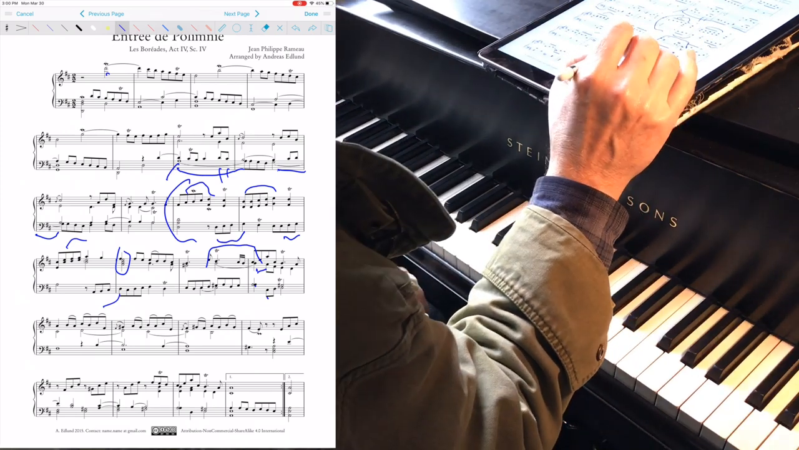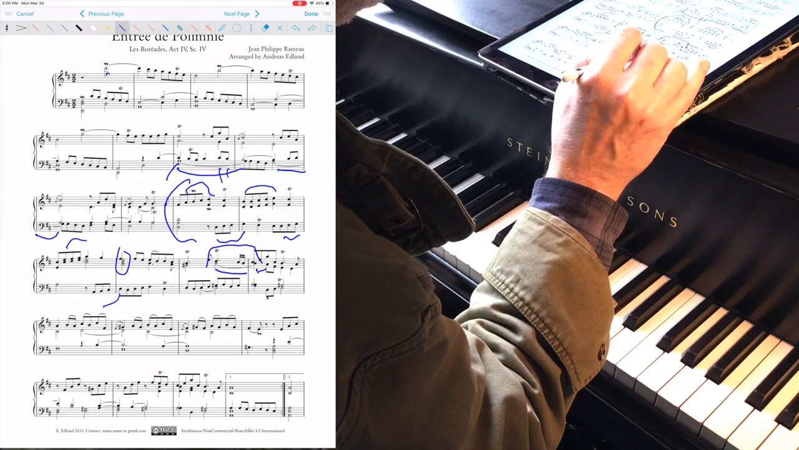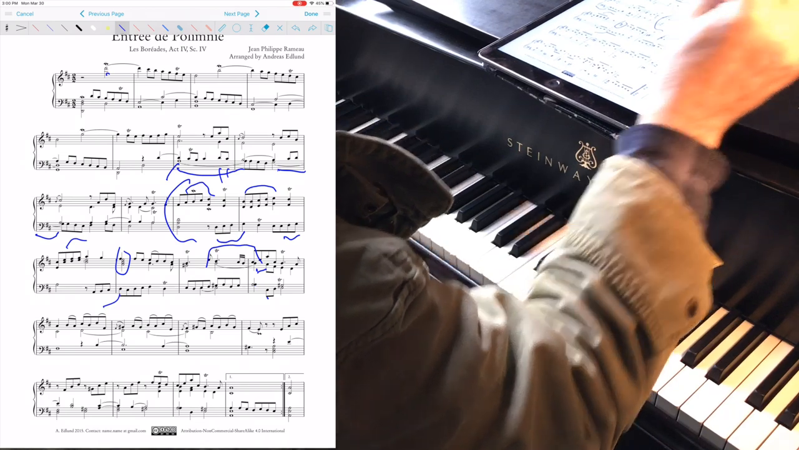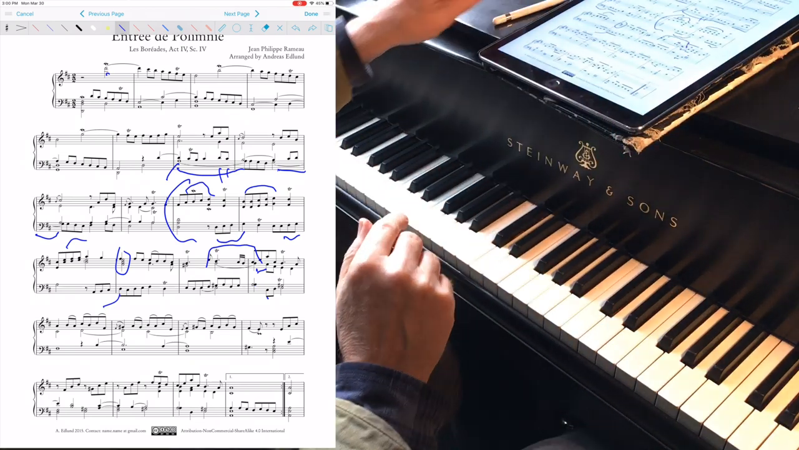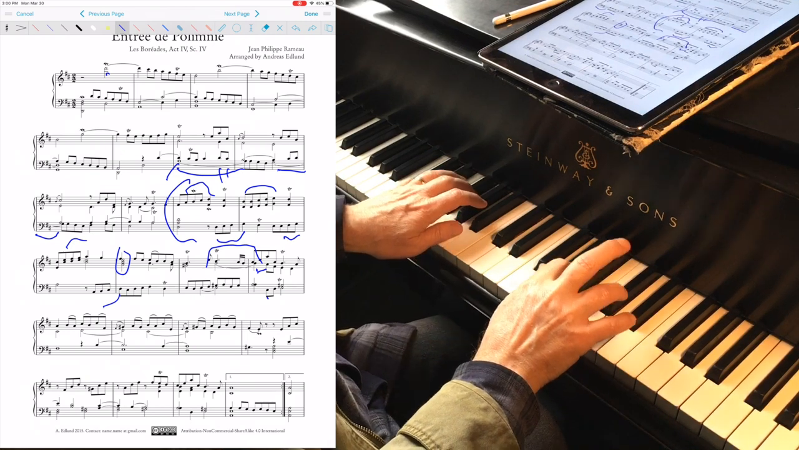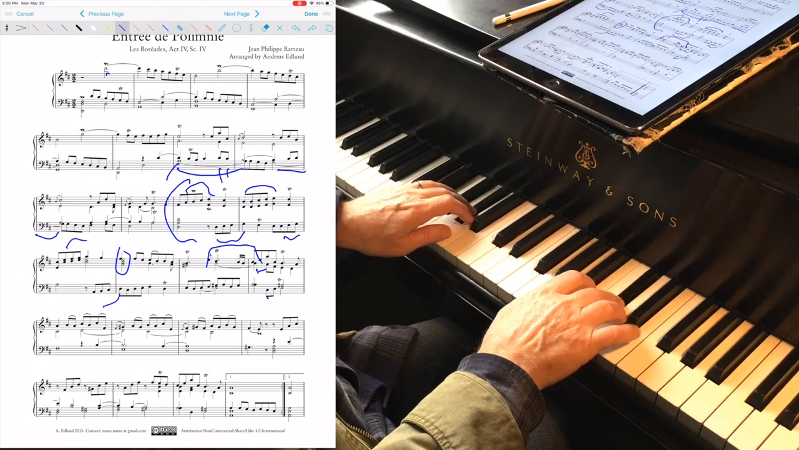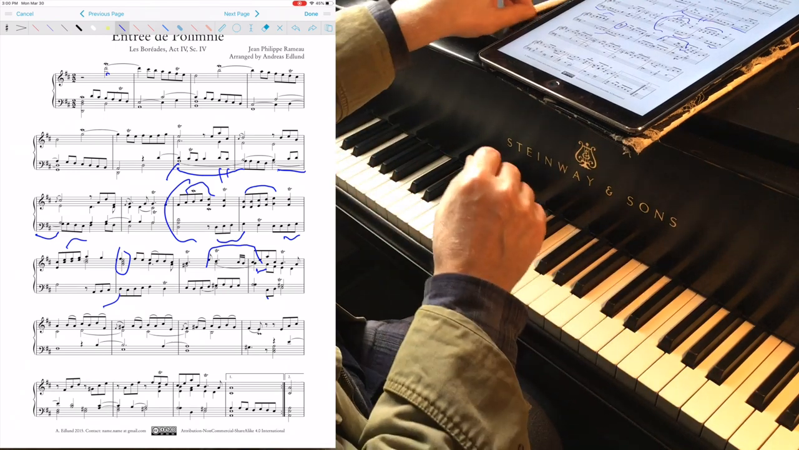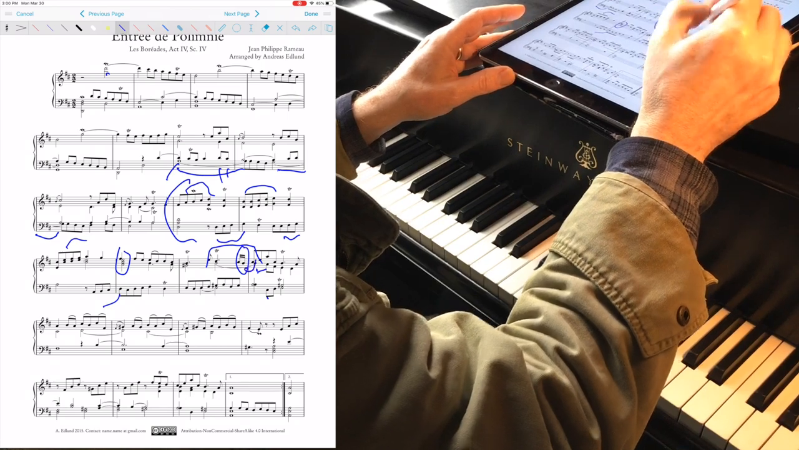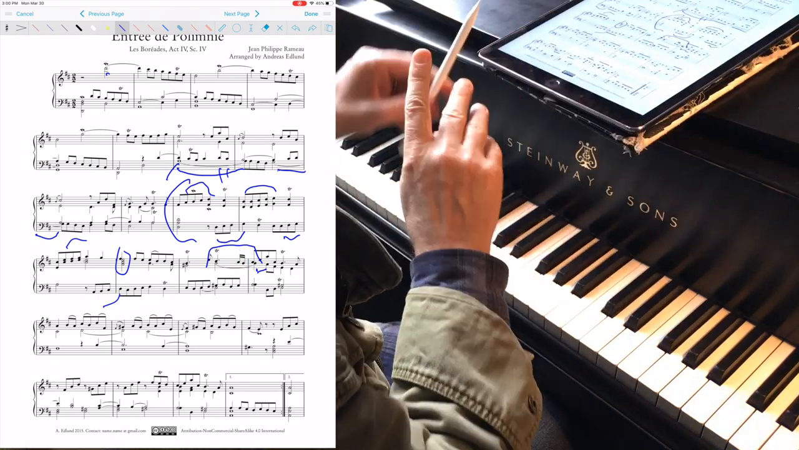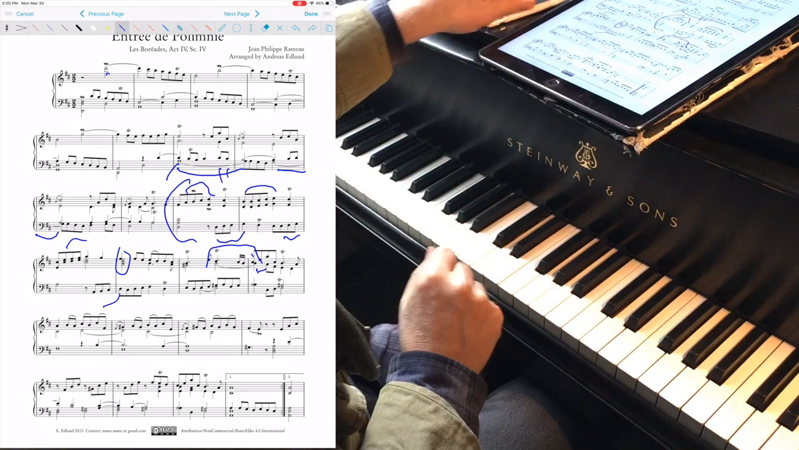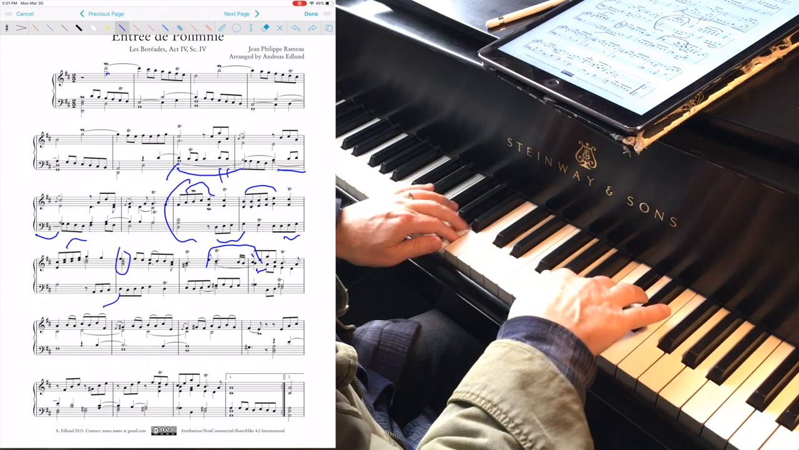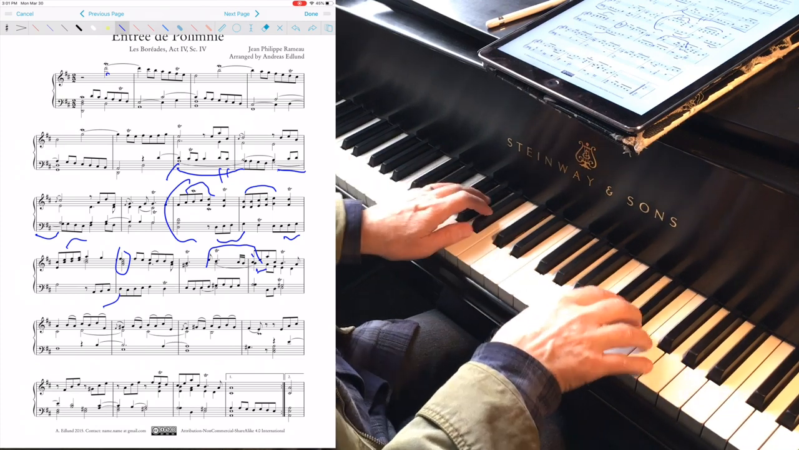But what's funny is that even though it's written as tied from here, you have to restrike it there. And this is just a goofy keyboard thing that happens. So you actually don't need to worry about the tie. You just hold it the second time when it's a 16th note. Right there, you just hang on to it. And then you play the C sharp a little bit quieter. And you get that gorgeous sound.